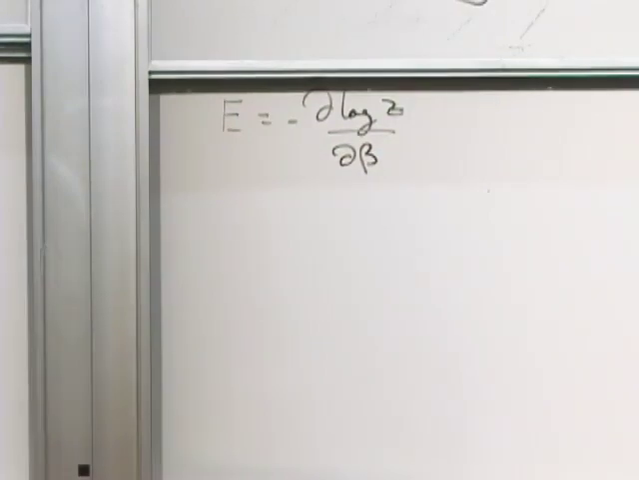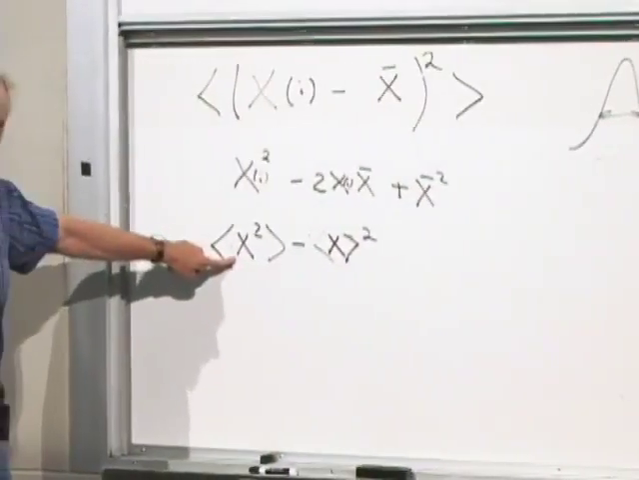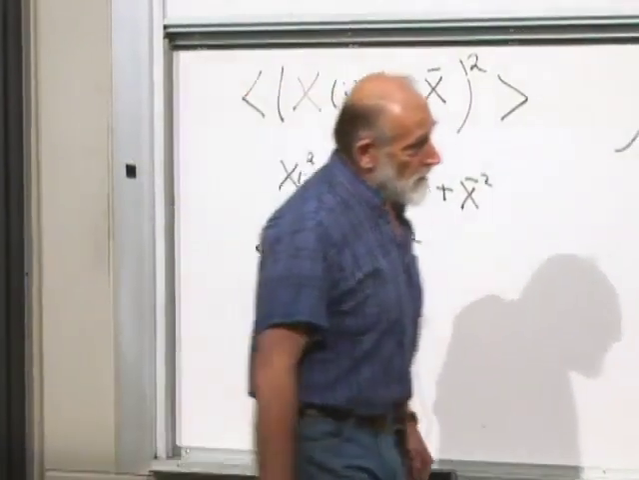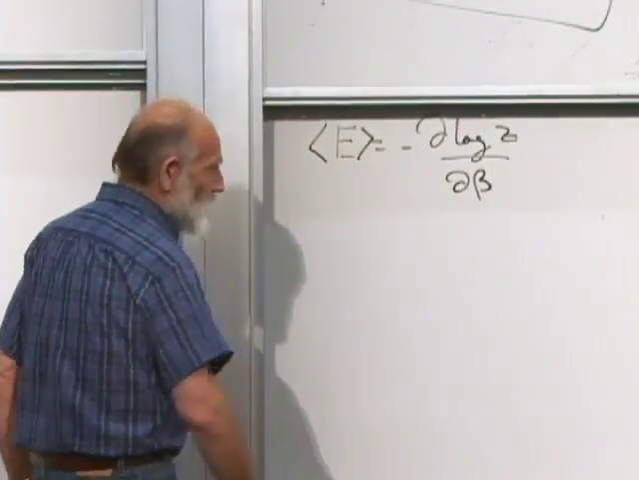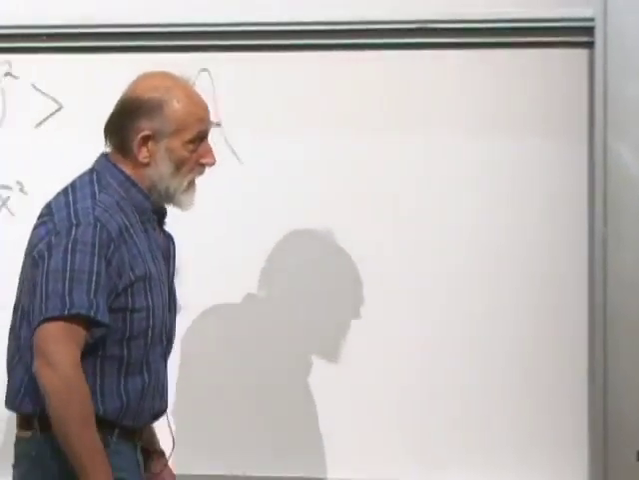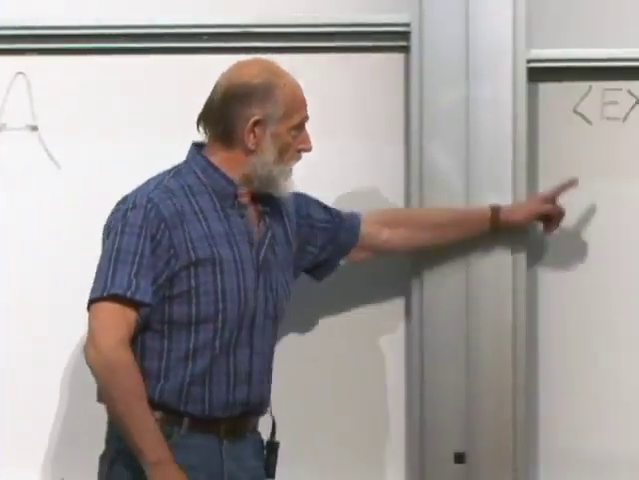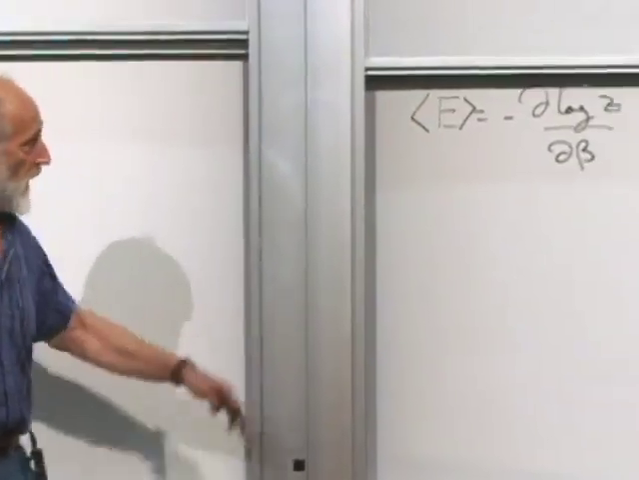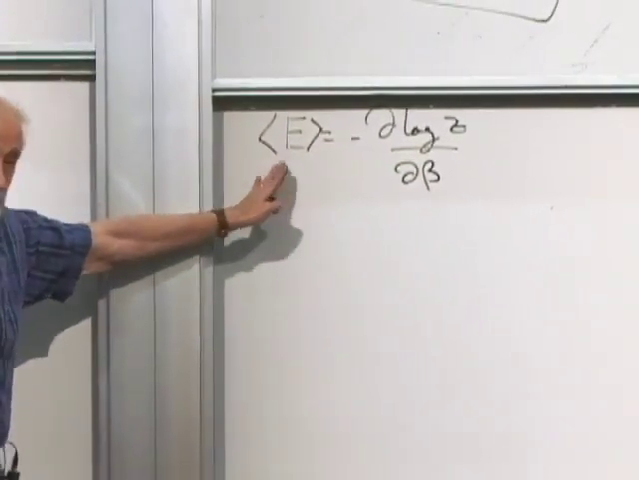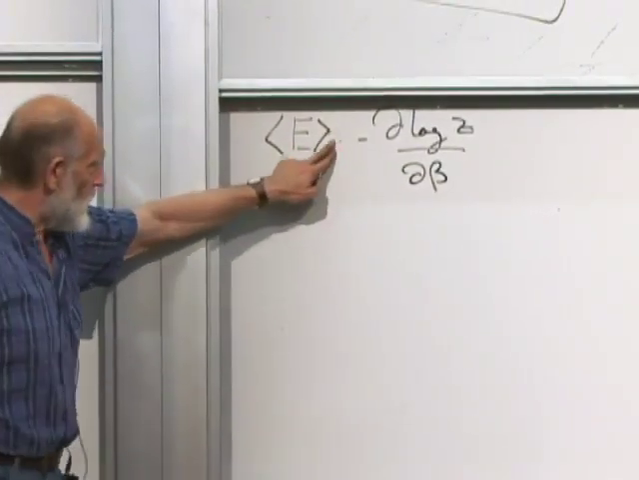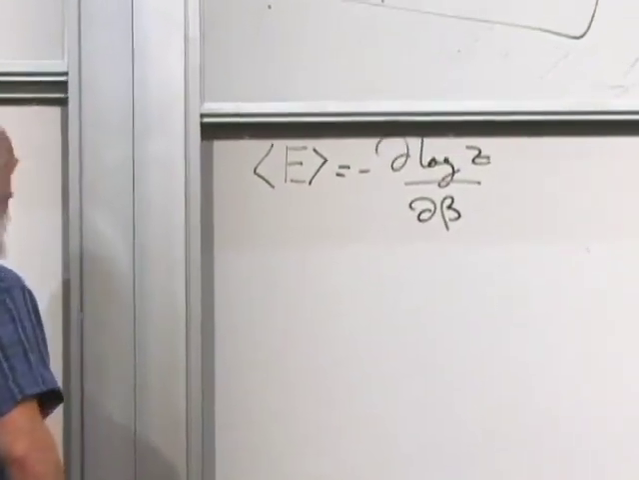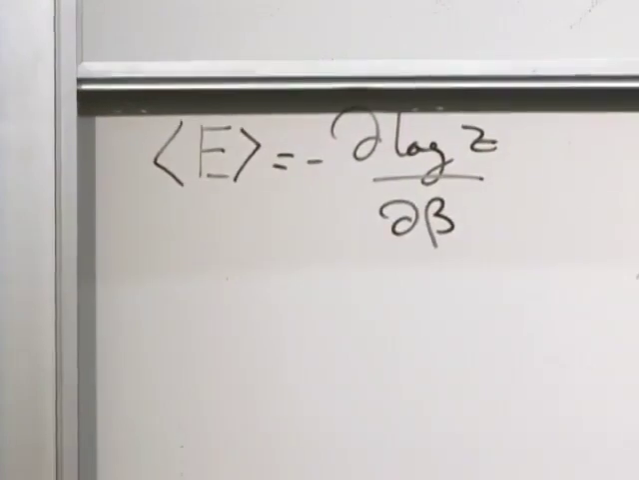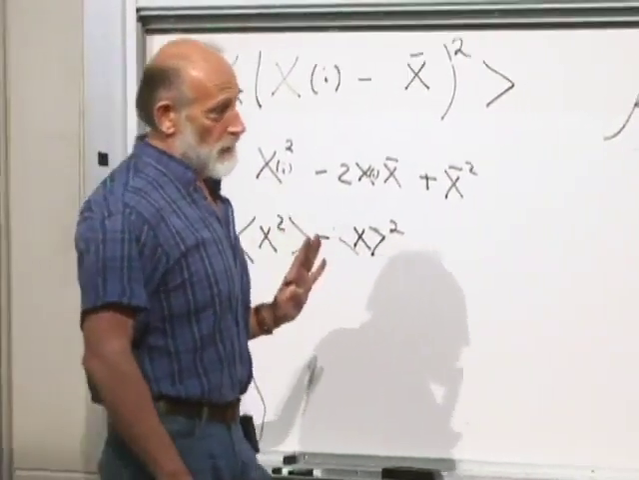Let's see if we can calculate the average of the square of the energy. This is the average energy. Now I'm going to use the fact that it really was the average of the energy. Most of the time I don't bother writing this average, but this is the average of the energy, minus d log Z by d beta. All right, we'll wind up squaring it because we're instructed to square it over here. But first, let's calculate the average of the square of the energy.